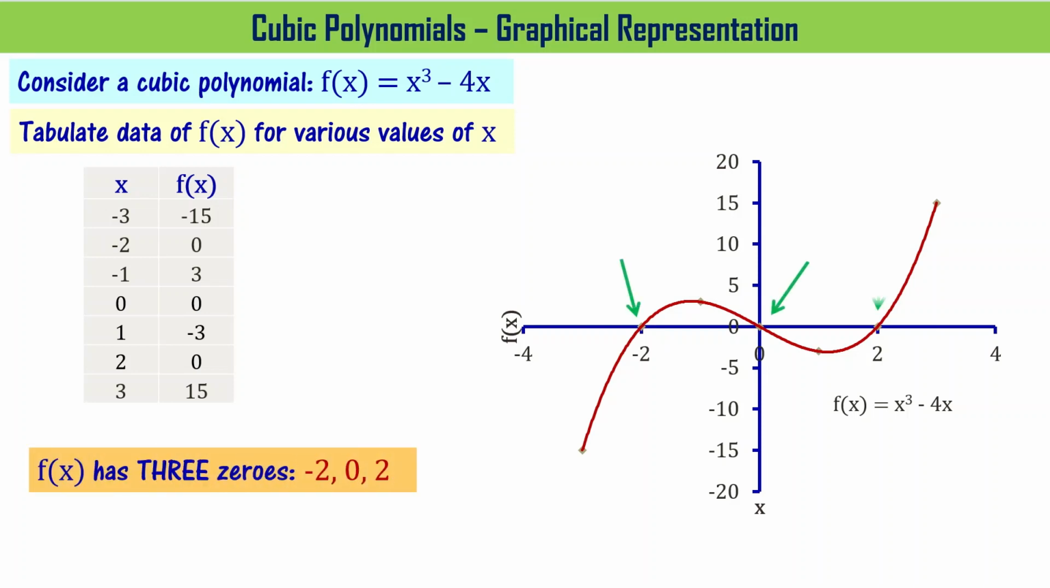As you see here, f of x has three zeros because this particular curve, the red colored curve, is crossing the x-axis at three locations. Those are x equal to minus 2, x equal to 0, and x equal to 2, right? That's why we say that f of x has three zeros. Those are 2, 0, and minus 2. Please take a note of this.